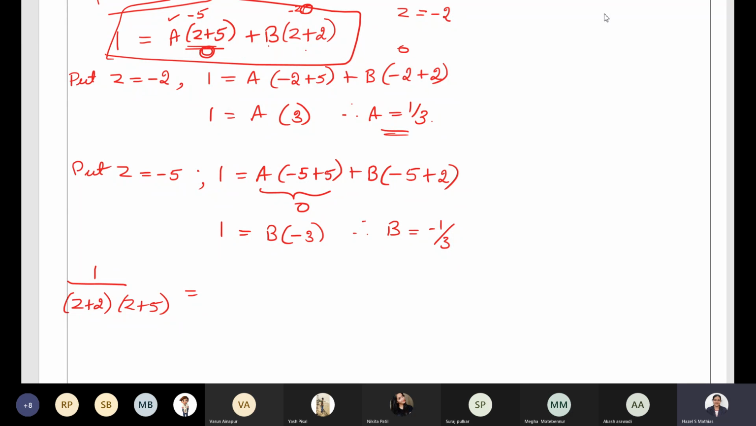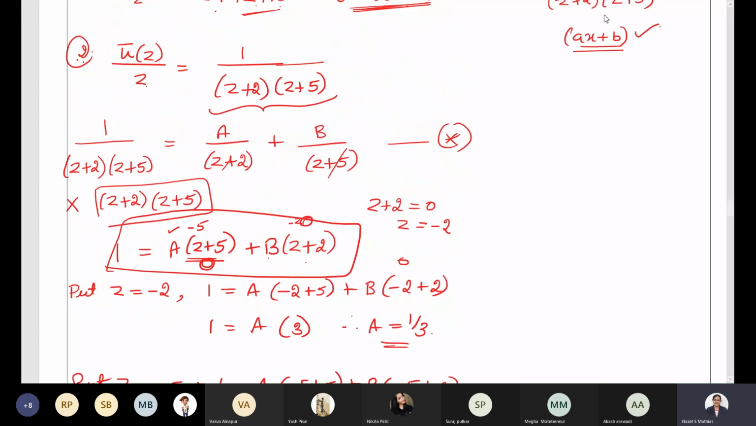A value is 1 by 3. So it will be 1 by 3 into 1 by Z plus 2, plus B divided by Z plus 5. B is minus 1 by 3, so minus 1 by 3 into 1 by Z plus 5. This is what we get when we substitute the value of A and B.